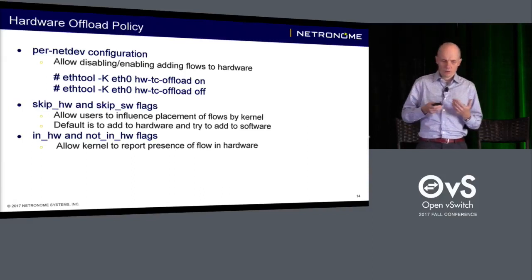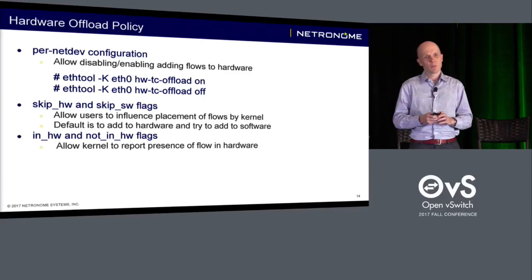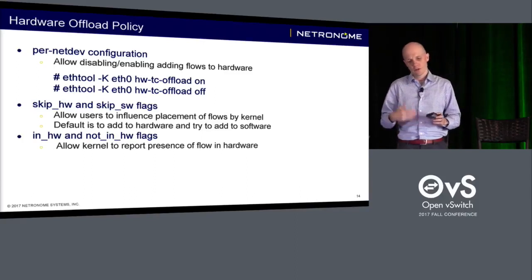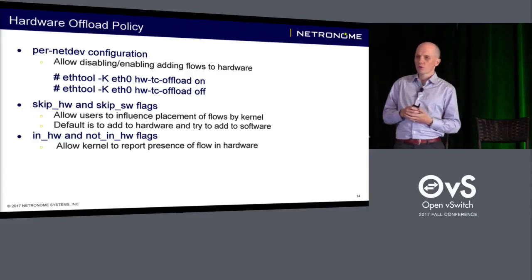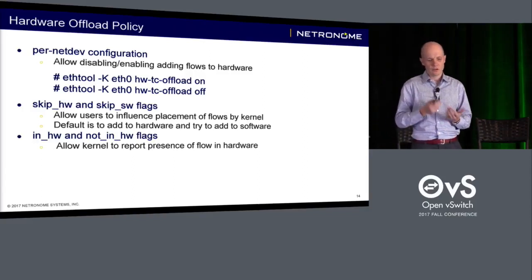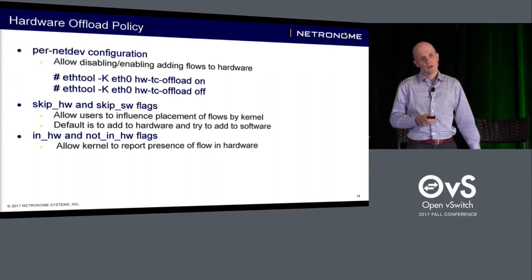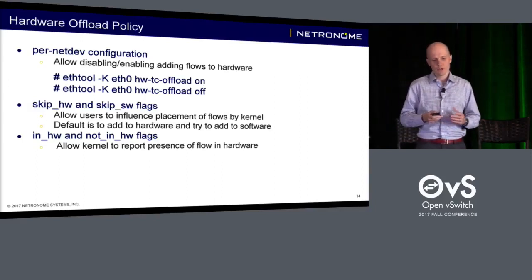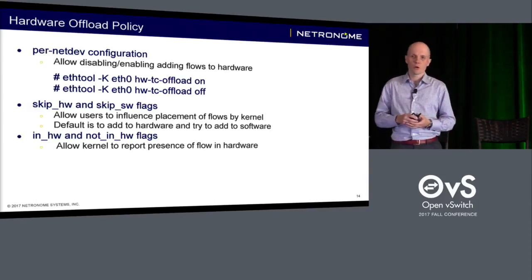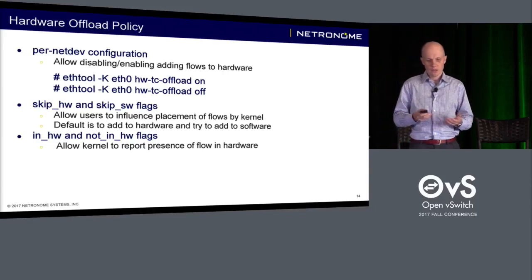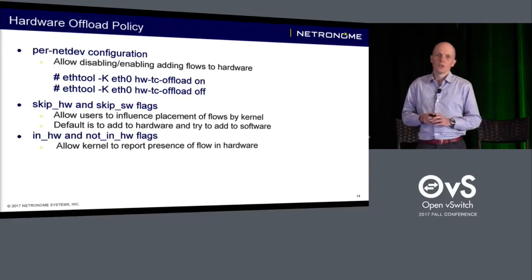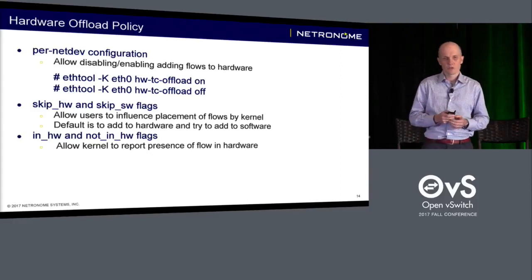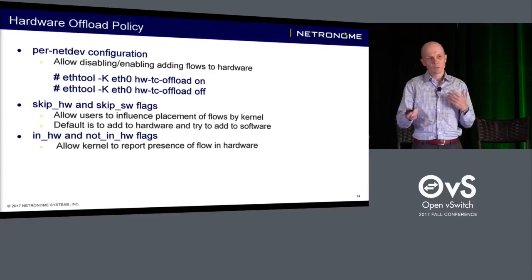So TC Flower can be offloaded, and so we need to have some kind of policy, some kind of controls where the user can influence what's offloaded and what's not offloaded. Firstly, we have this global per interface configuration where you're allowed to turn the offload on and off. And then we have finer grained control where on a per flow basis, we can use these skip hardware and skip software flags to control the placement of individual flows.